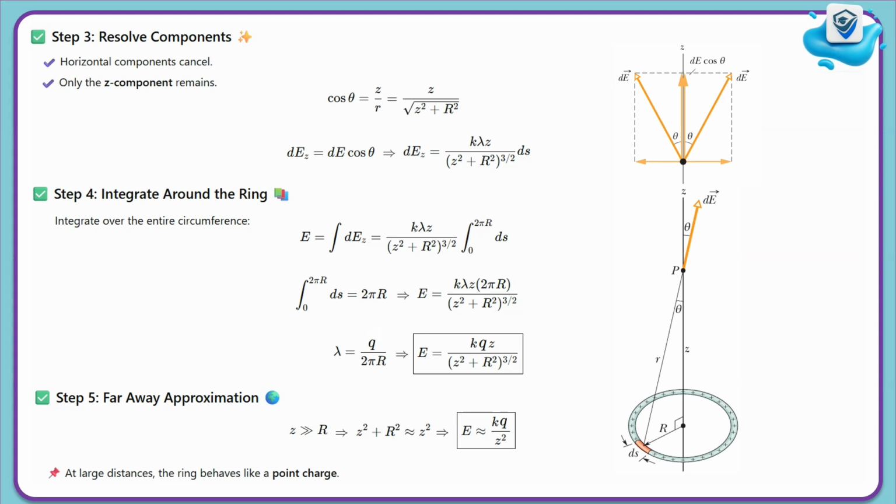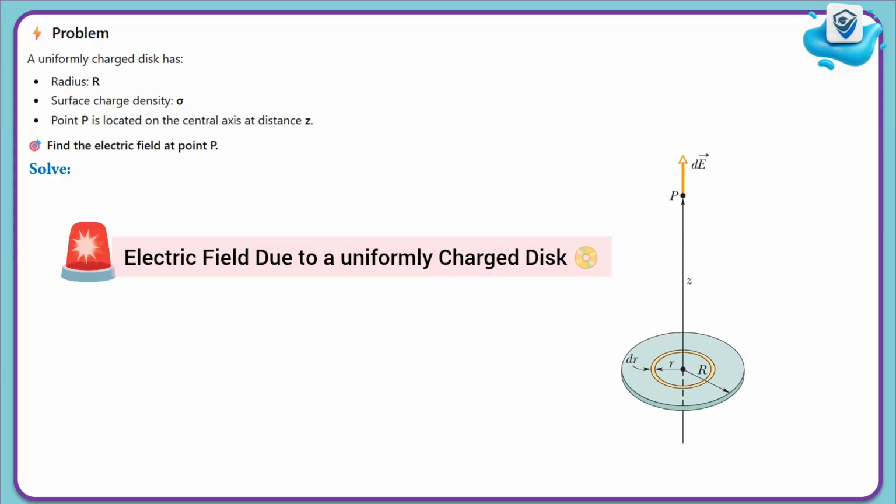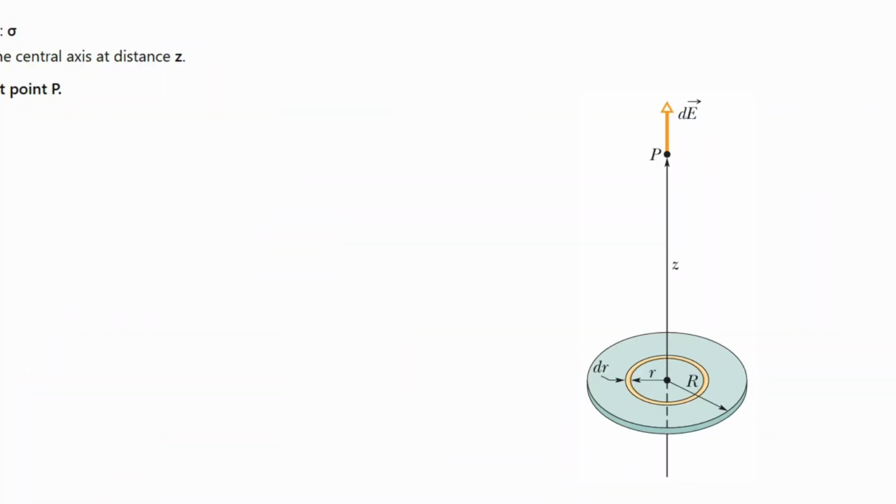Let's continue with the next example. In this example, we're going to calculate the electric field produced by a uniformly charged circular disk. The good news is that we don't have to start from scratch. We'll use the electric field formula we derived for a charged ring in the previous example. If we look at the figure, instead of treating the disk as one solid object, we divide it into many thin concentric rings. Each ring has a radius r and a very small thickness dr.